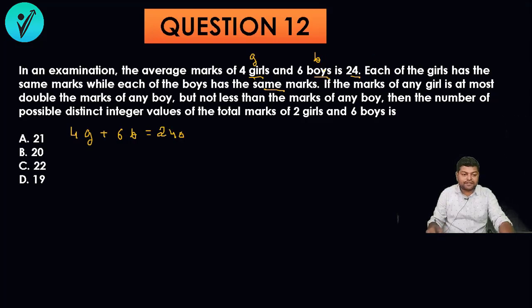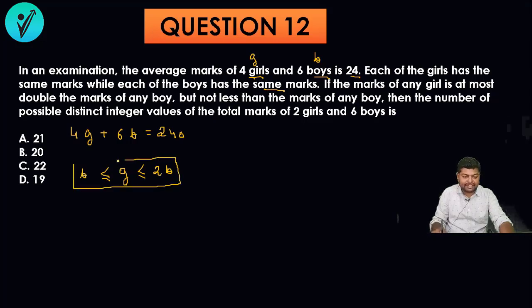Alright, each of the girls, okay, we read this line. If the marks of any girl is at most double the marks of any boy. Now this is a very interesting line. The marks of any girl is at most double the marks of any boy, but is not less than the marks of any boy. So from the second line we can develop this inequality: marks of any girl is greater than that of boys but will not be more than 2 times the marks of boys.